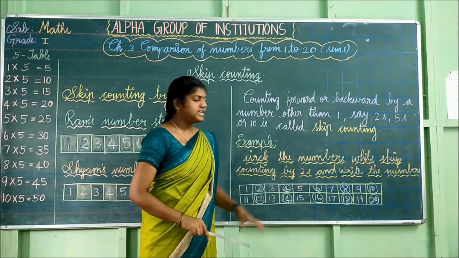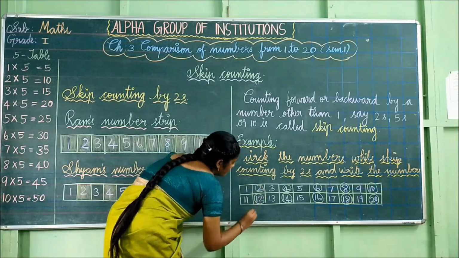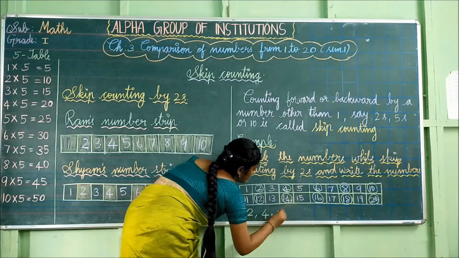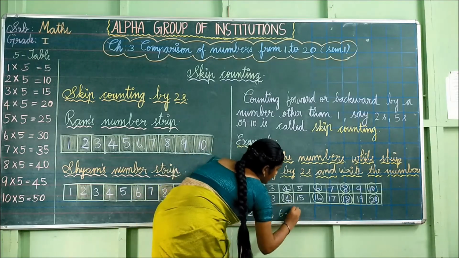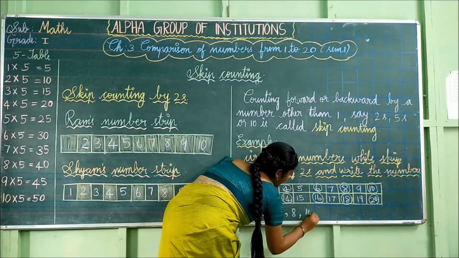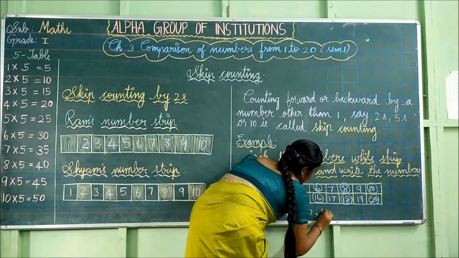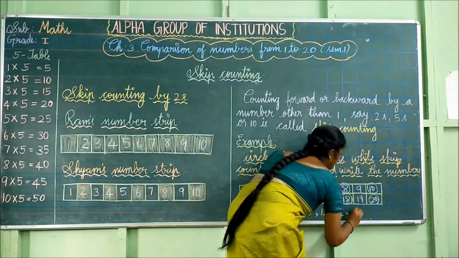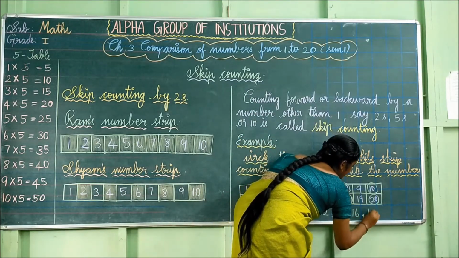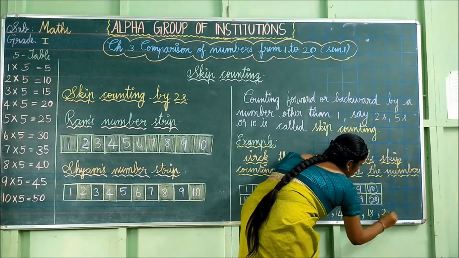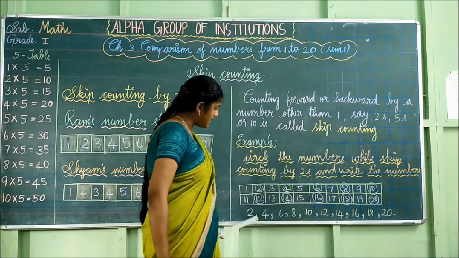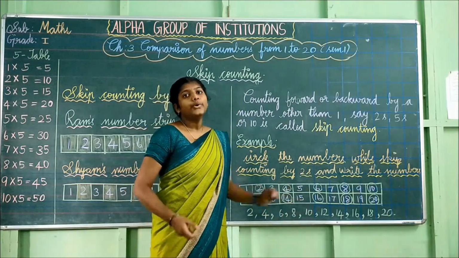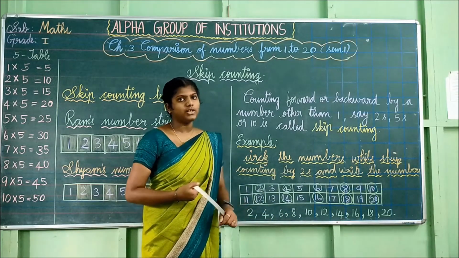So we are going to write this circled number down. See, first we have circled 2, next number 16 and next number 18 and last number 20. So these are the numbers we have written by skip counting by twos. Okay children, do you understand?